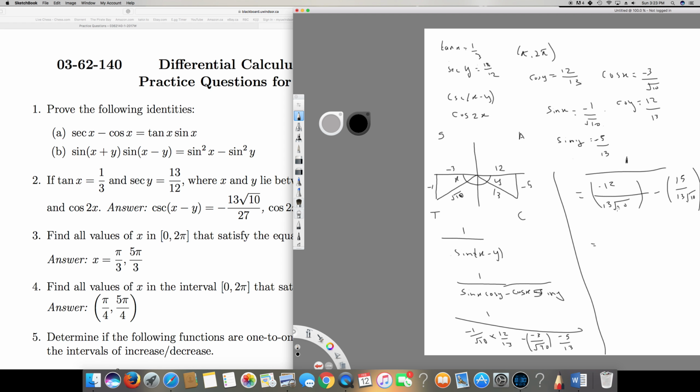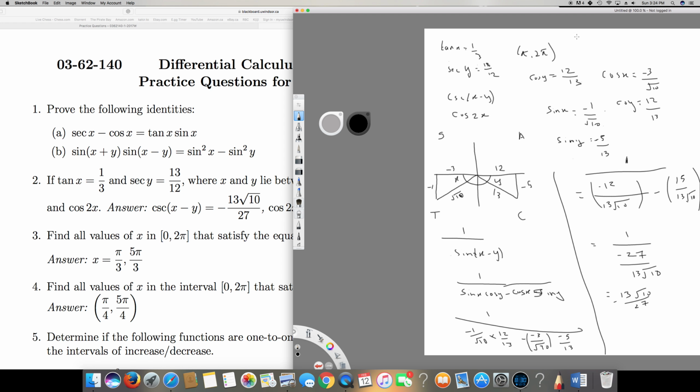Since both have the same denominator, I can use this as the common denominator, and negative 12 minus 15 is going to be minus 27. So 1 over minus 27 over 13 root 10. Since 13 root 10 is dividing the minus 27, it's going to flip around and go on top. So the final answer is 13 root 10 over minus 27, so the whole expression becomes minus 13 root 10 over 27. That is the final answer.